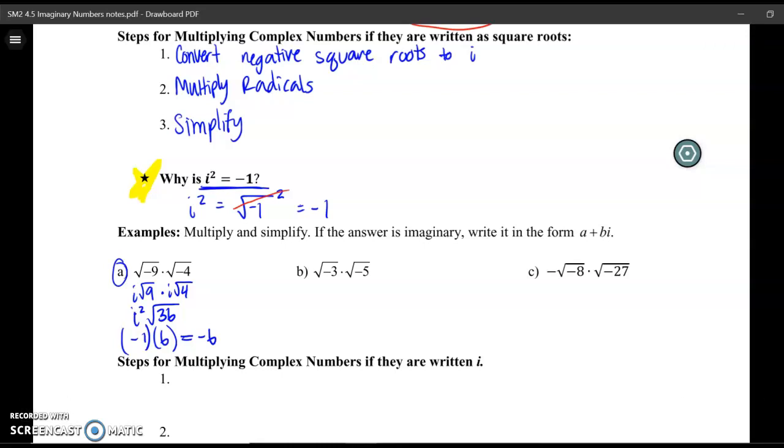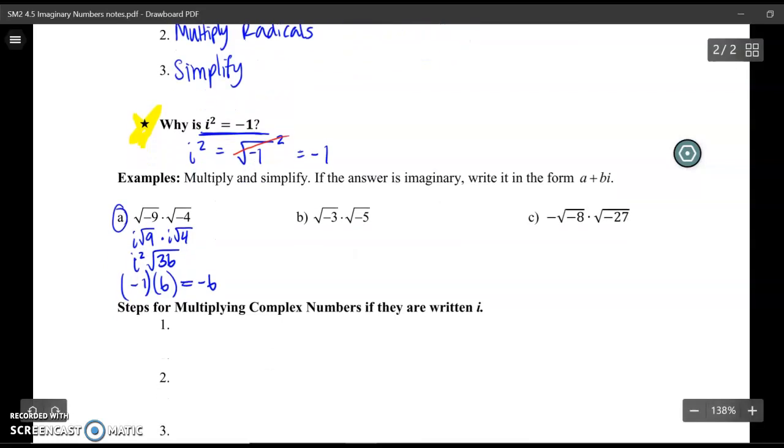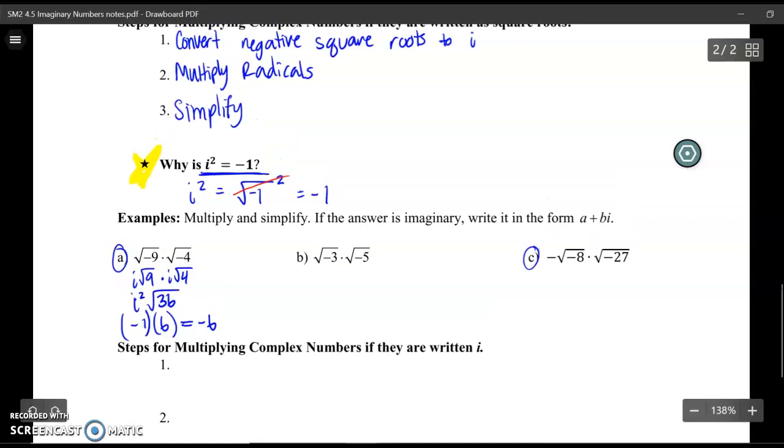Okay. So I'm going to skip B, let you guys do them by yourselves, and I am going to do C for us, because I'm going to do it in a slightly different order. I'm going to start by converting my negative square roots to i. So I'm going to have a negative i square root of 8 times i square root of 27. Then what I'm going to do is simplify the radicals before I multiply them. And the reason I'm going to do that is because I don't want to multiply 8 times 27.